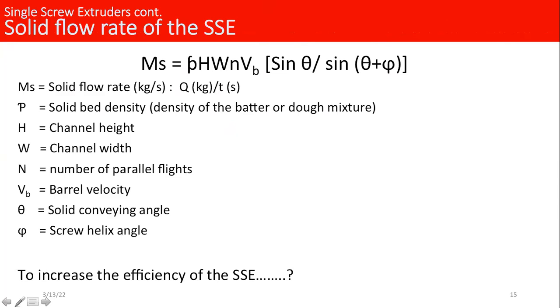Then how to calculate the solid flow rate? It means the flow rate of the extruder. You can see an example here. And sorry, you can see the equation here. MS means solid flow rate, and these things are important.